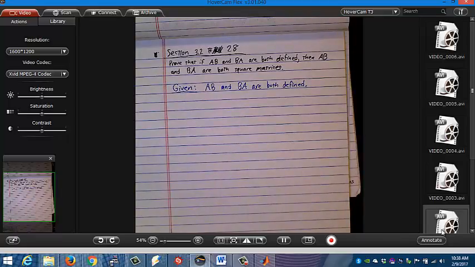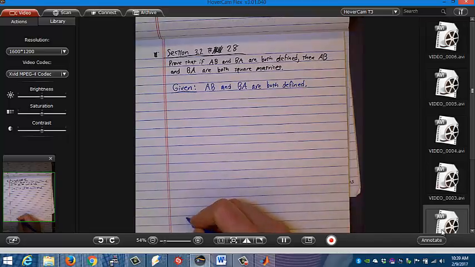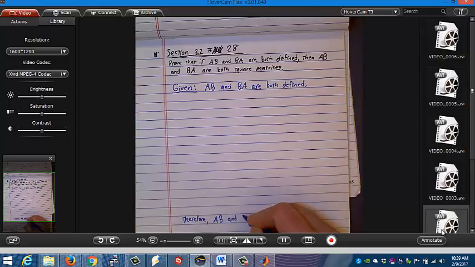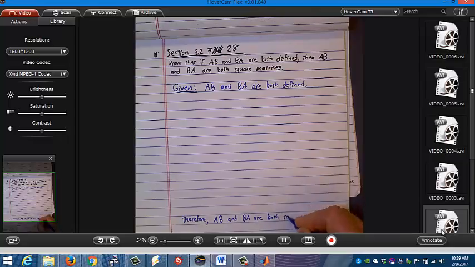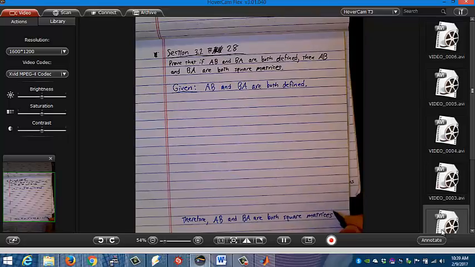Now, if I'm successful in this proof, what's going to be the very last statement of the proof? It's going to be something like, therefore, what? Yeah, AB and BA are both square matrices. And it's funny because when mathematicians work on proofs, we tend to work backwards. At least most people that I know do. They'll tend to look at what you're trying to prove.